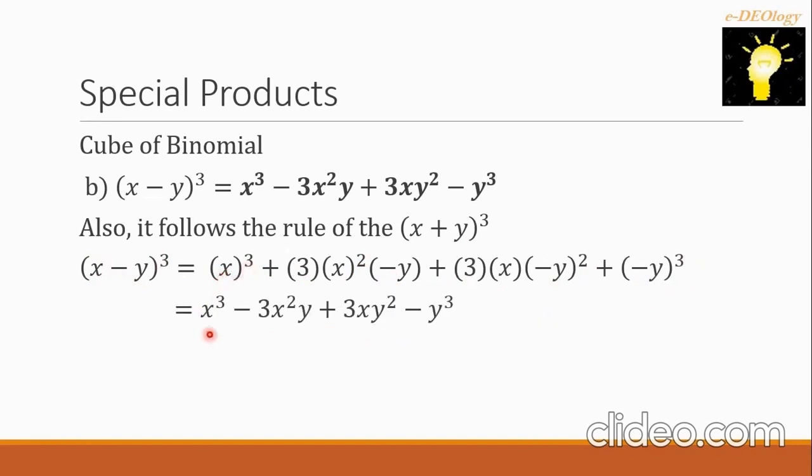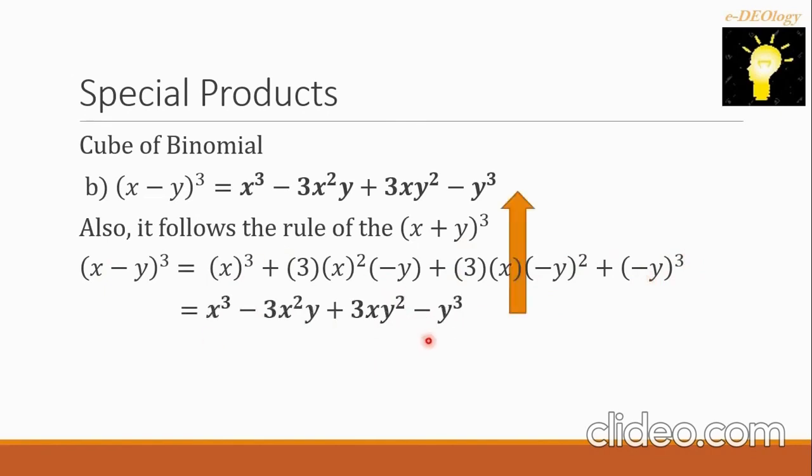The first term becomes x cubed. In the second term here, the negative sign of the y will be placed in front. So we can see it becomes negative 3x squared y. In the third term, the negative y is squared, so the negative sign will go away. It becomes positive. That's why the third term becomes plus 3xy squared. In the negative y all raised to 3, the negative sign is raised to an odd number. It means the negative sign will stay. So this is negative y cubed.